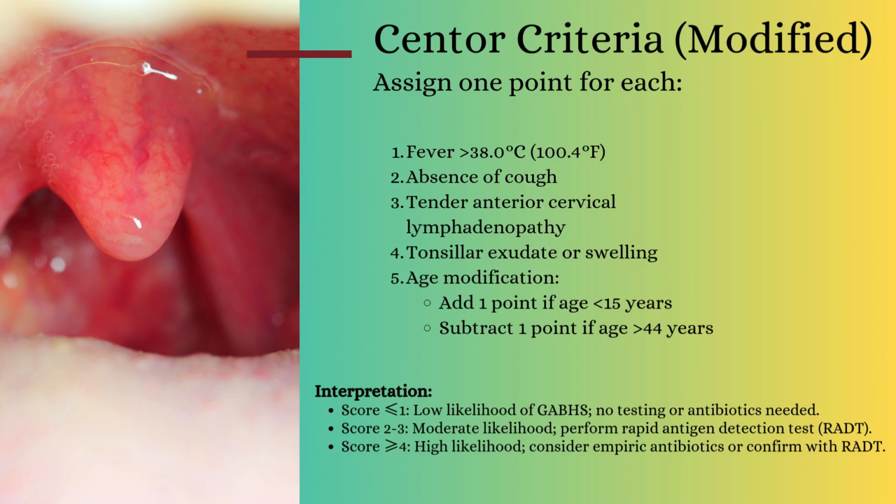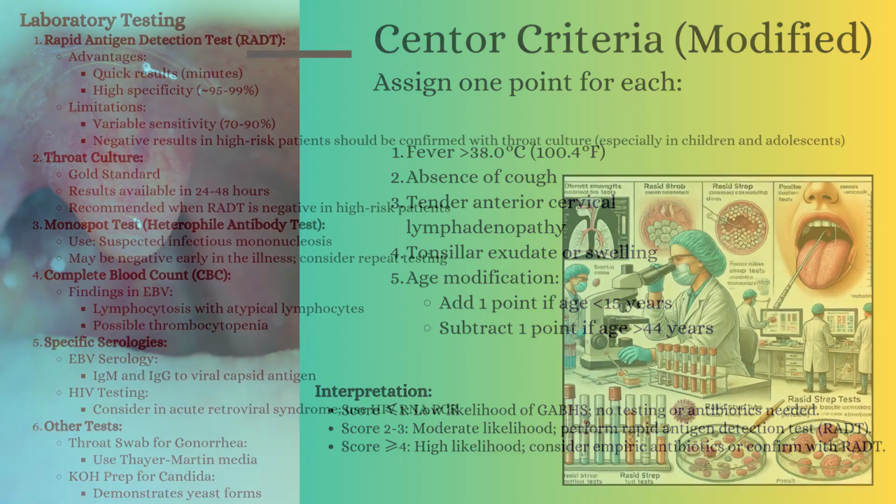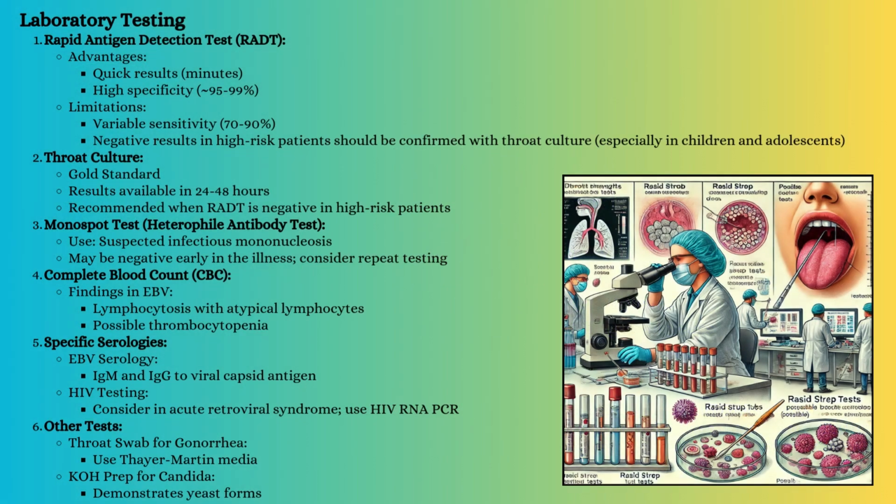Centor Criteria, modified. Assign 1 point for each: fever greater than 38.0 degrees Celsius, 100.4 degrees Fahrenheit, absence of cough, tender anterior cervical lymphadenopathy, tonsillar exudate or swelling. Age modification, minus 1 point if age 44 years or older. Laboratory testing: rapid antigen detection test, RADT. Advantages: quick results, minutes, high specificity, 95-99%. Limitations: variable sensitivity, 70 to 90%.